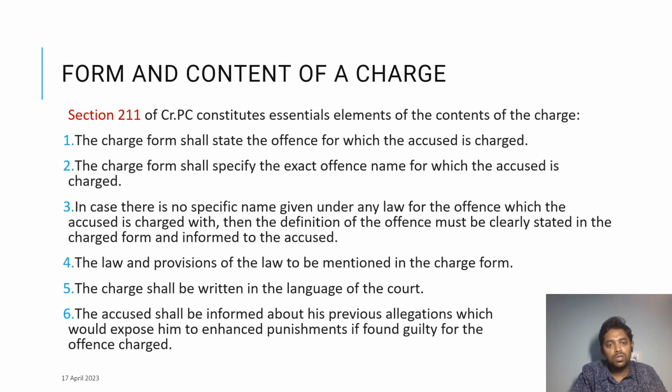Form and content of a charge. Section 211 of CRPC constitutes the essential elements of the contents of the charge. The charge form shall state the offence for which the accused is charged. The charge form shall specify the exact offence name for which the accused is charged. If there is no specific name given under any law for the offence, then the definition of the offence must be clearly stated in the charge form and informed to the accused, and the law and provisions of the law must be mentioned in the charge form. The charge shall be written in the language of the court. The accused shall be informed about his previous convictions, which would expose him to enhanced punishment if found guilty for the offence charged.